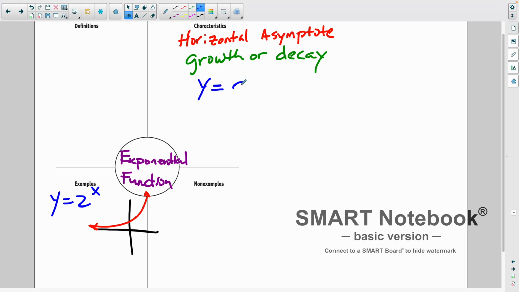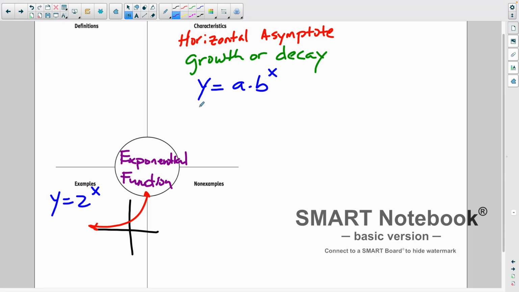Not yet. We will sometime this year. Okay? The general function is y equals a times b to the x. That would be the general function there. A is going to be a value out front. We'll have b. That's going to be our growth rate or our decay rate. All right? And then we'll have x.